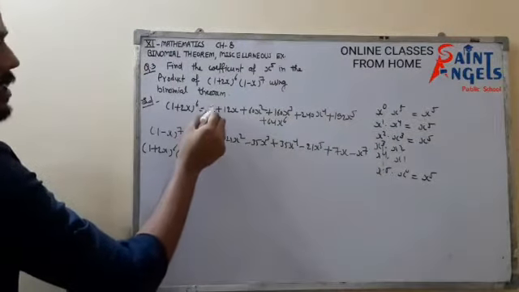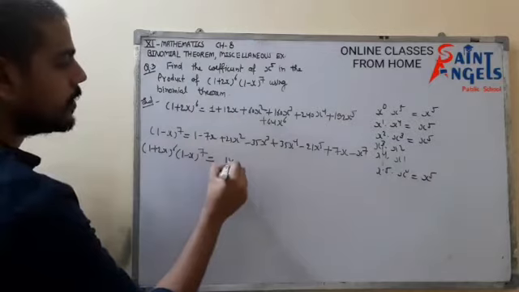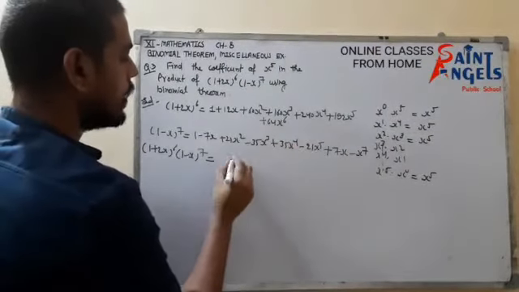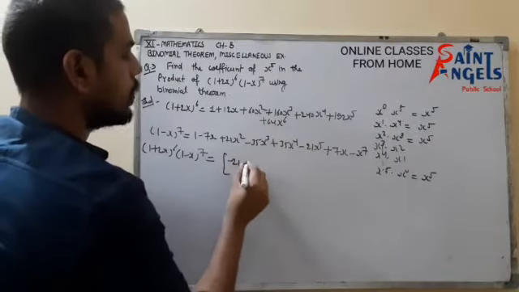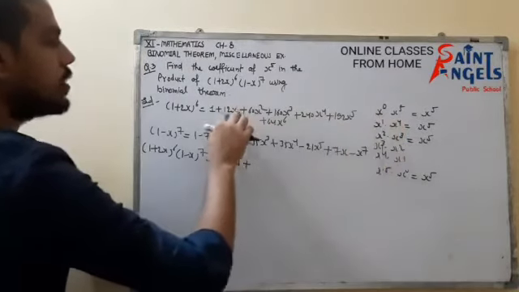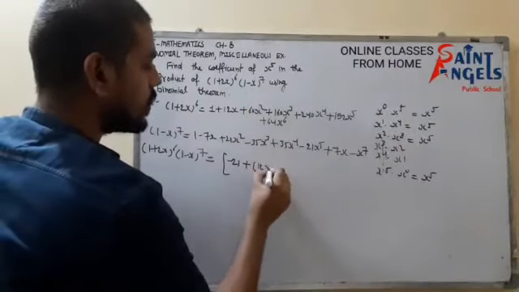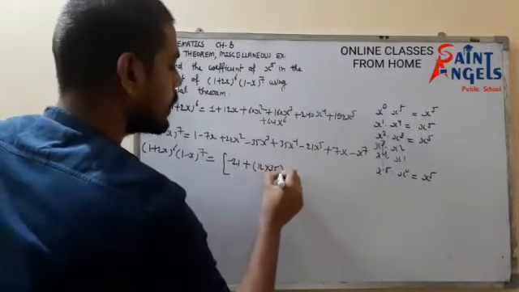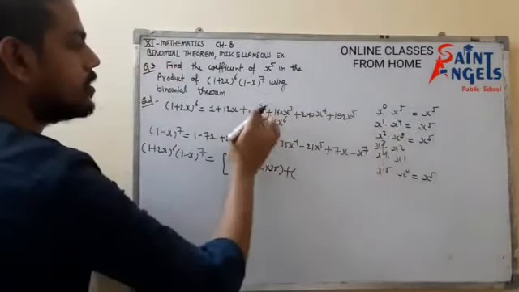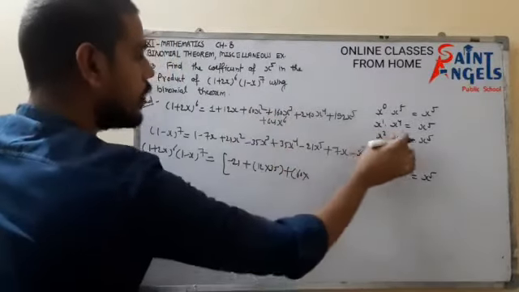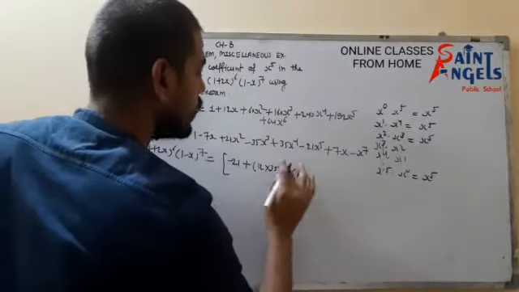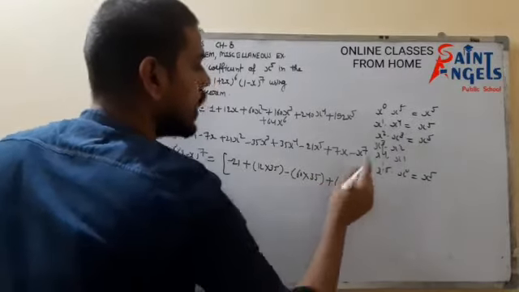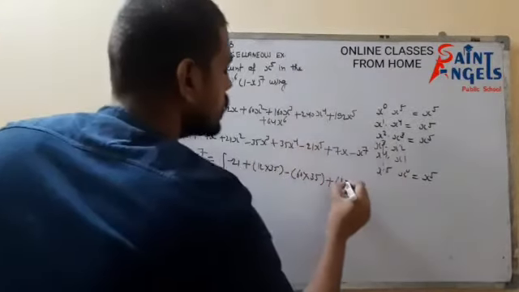So this is x to the power 0, so 1 into x to the power 5 in this, that is minus 21. So it is minus 21. Now plus x to the power 1 in this, that is 12. And x to the power 4 in this, that is 35. Plus x to the power 2 in this, 60. And x to the power 3 here, minus 35. Minus 35. Plus x to the power 3 in first expansion, 160.